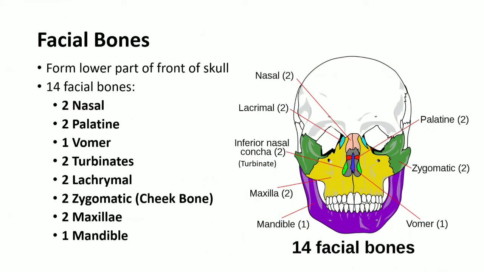That was all about the cranium bones. Now let's talk about the facial bones. There are 14 bones on our face: 2 nasal, 2 palatine, 1 vomer, 2 turbinates, 2 lacrimal, 2 zygomatic or you can say cheekbones, 2 maxilla, and 1 mandible.